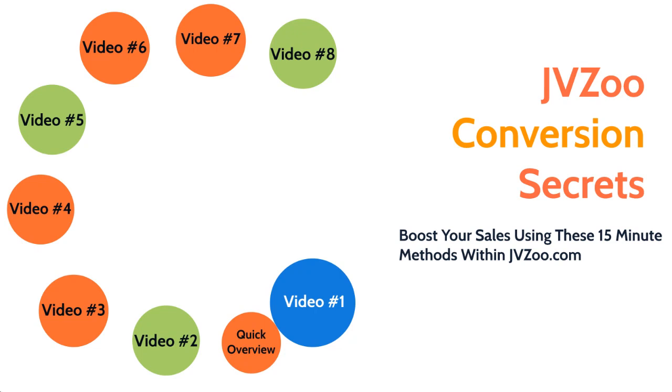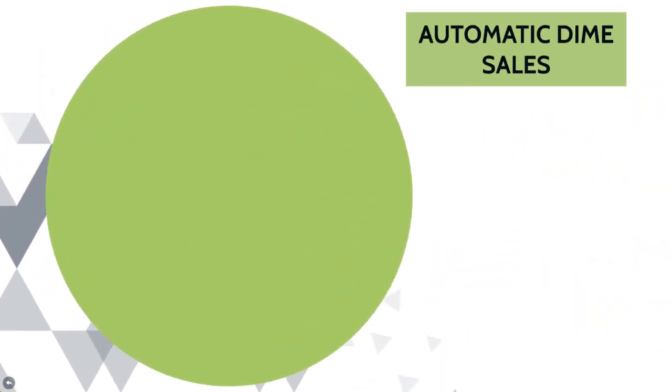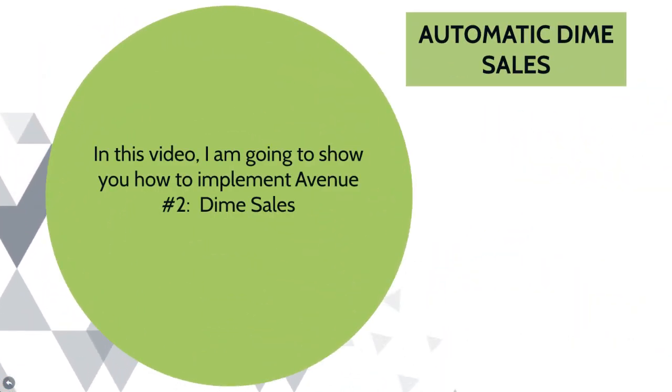All right, congratulations. You've reached the end of this video course. This is going to be the last video, which is video number 8. And we're going to talk about automatic dime sales. So in this video, I'm going to show you how to implement avenue number 2, which is dime sales.